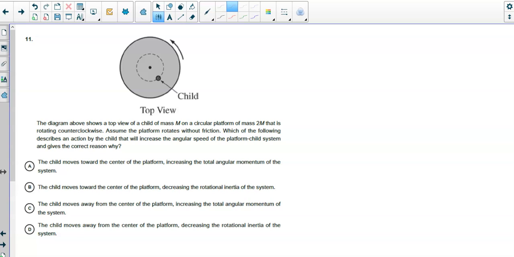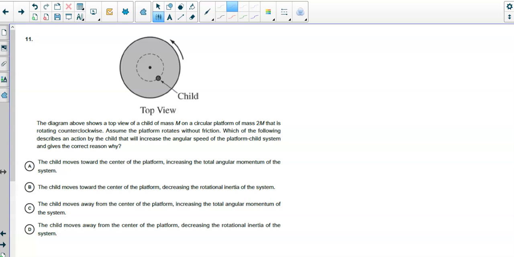Diagram above shows a view of a child of mass m on a circular platform of mass 2m that is rotating counterclockwise. Assume the platform rotates without friction. So it's one of those merry-go-round things you find at local playgrounds. Which of the following describes an action by which the child will increase the angular speed of the platform-child system, and gives the correct reason why.